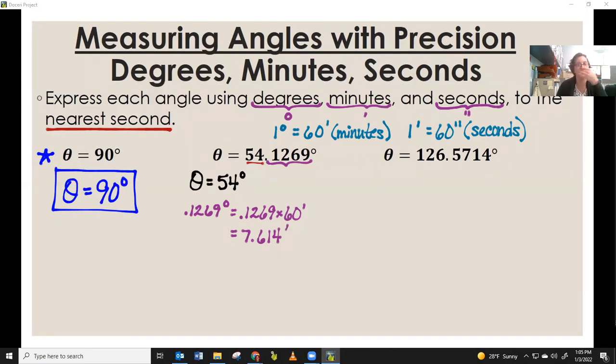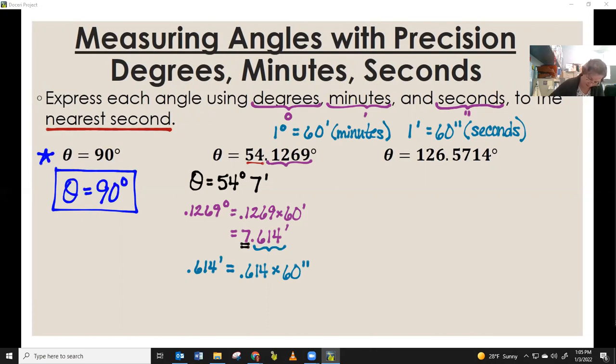What's the whole number portion of that? 7. So I'm going to grab the 7. So 54 degrees, 7 minutes. And now I'm going to take the decimal portion of this right here, that 0.614. So 0.614 minutes. I want to convert that into the more precise unit of seconds. So 0.614 minutes would be equal to 0.614 times 60 seconds.